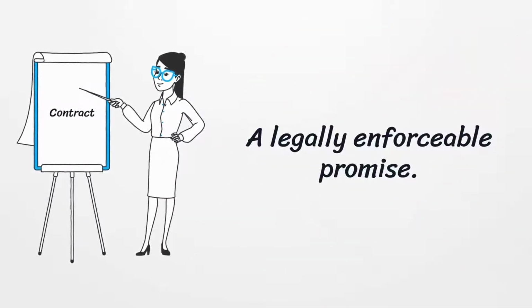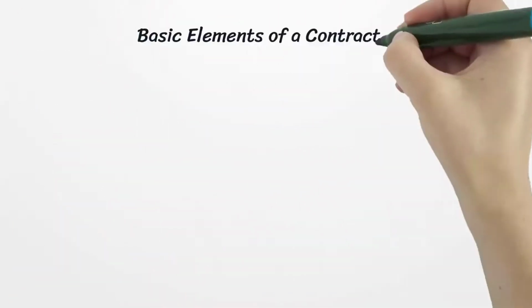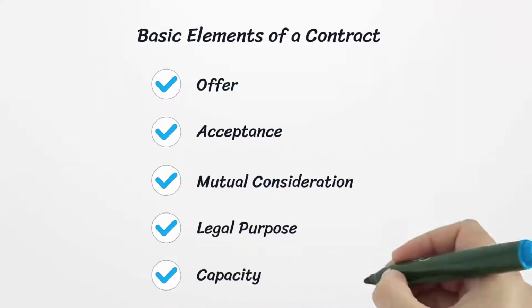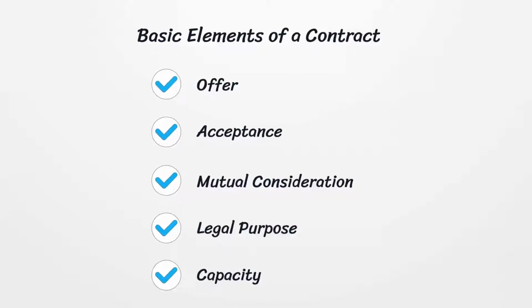In order for a contract to be considered formed, these basic elements must be met. There must be an offer, there must be an acceptance, and there must be mutual consideration. In addition, the contract must be for a legal purpose, and the parties must have capacity to enter the contract. So of course there must be a promisor and there must be a promisee.